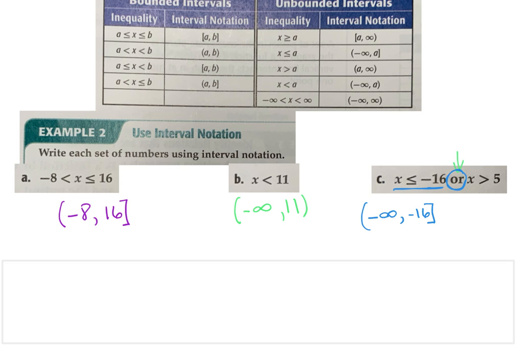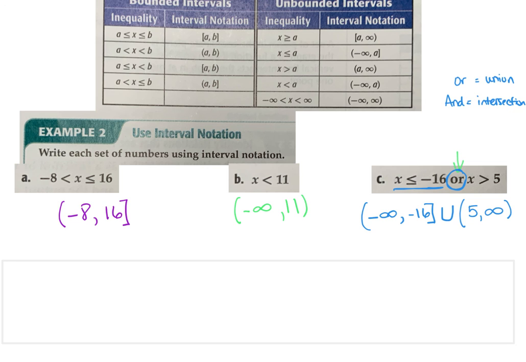And then what is my symbol for "or"? Maybe this will help: or is union, and is intersection. So I'm going to use the union symbol there. And then x is greater than 5. Anytime I'm going greater than, I'm going to use positive infinity. That is a parenthesis there. Does that include the 5? No, so I'm going to use a parenthesis there too. So that is interval notation.